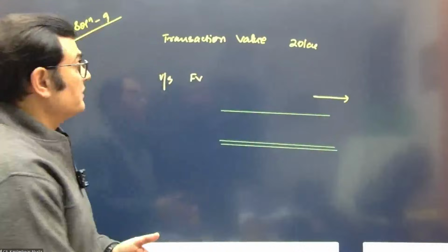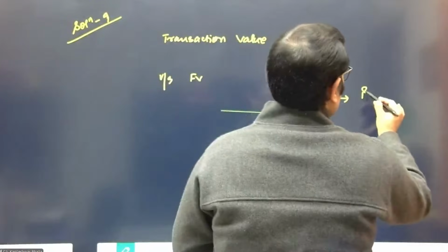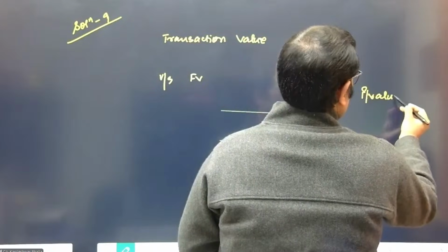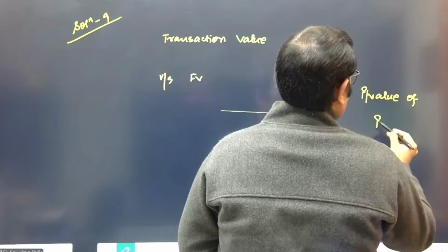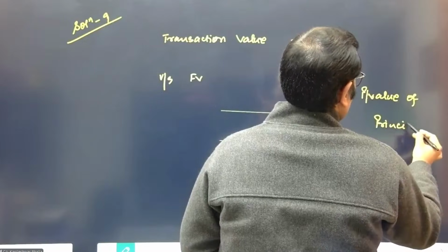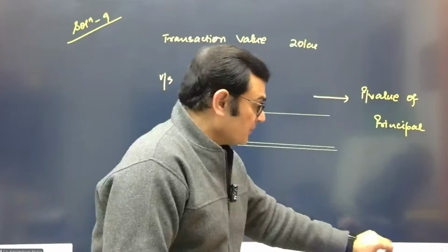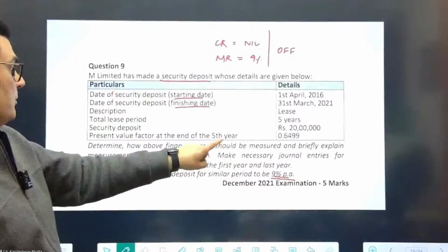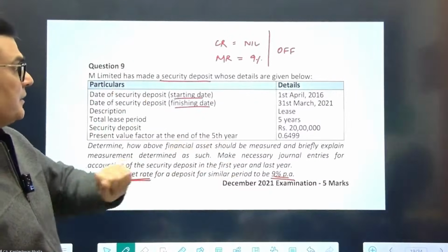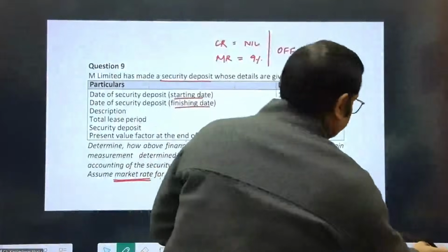Can I say only the principal amount, correct? So we'll take just the present value of principal because there is no interest which the company is receiving, just the principal value of the loan. So principal value of the deposit. So the present value factor at the end is given 6499.